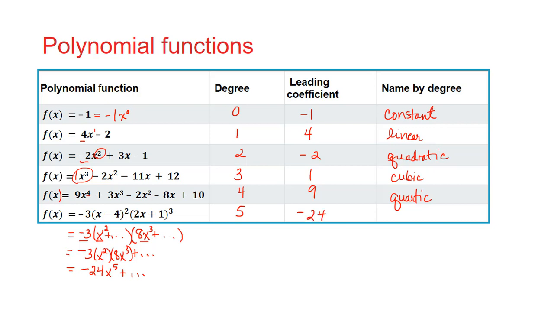Now we could see the degree here because of the 2 and the 3. We could actually add those to get the 5. The -24, again, I'd have to figure out what are those terms after I apply the exponents and multiply those coefficients together. And then a fifth degree polynomial is called a quintic.